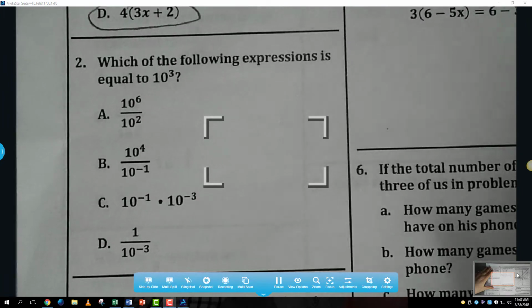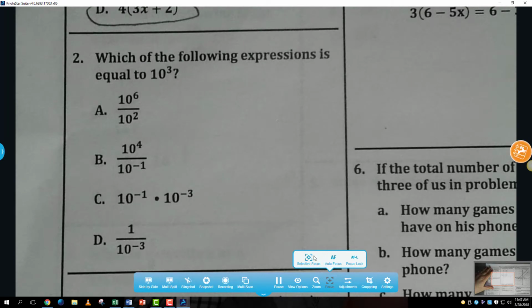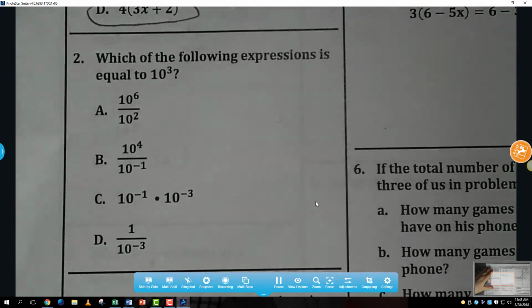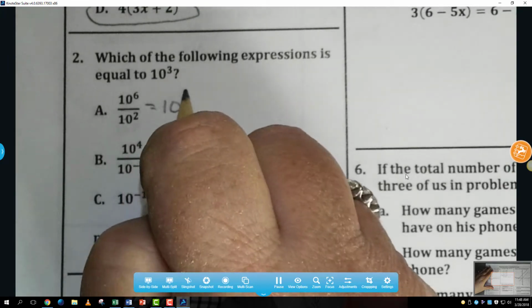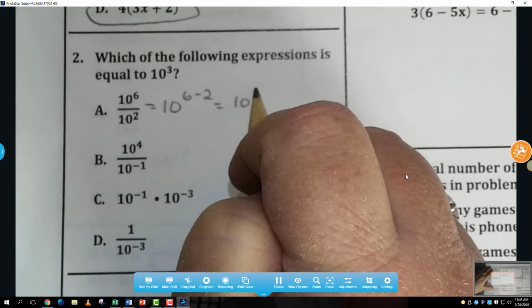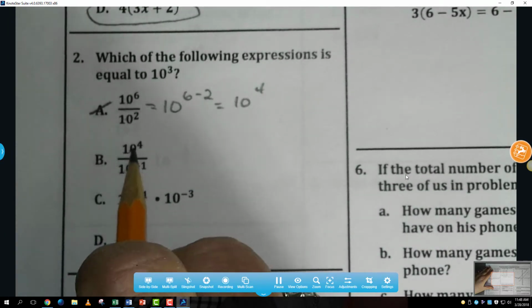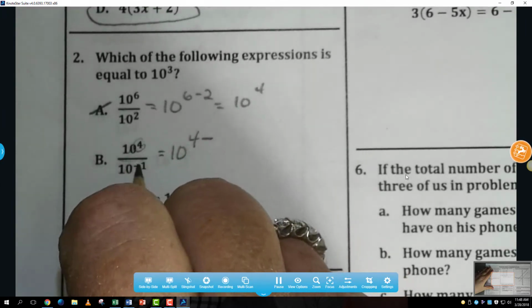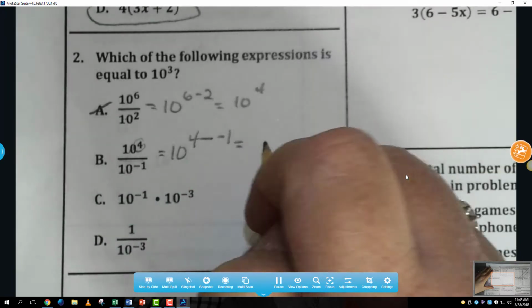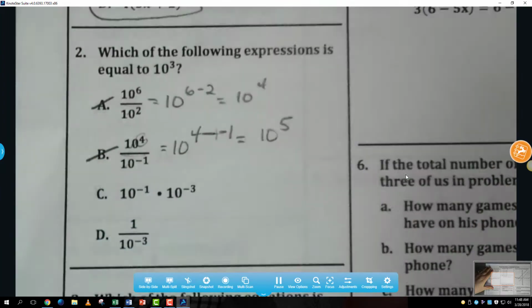Which of the following expressions is equivalent to or equal to 10 to the third power? Okay, this is something that we should know how to do now. These two have the same base and they're being divided, so I subtract the exponents. That's going to be 10 to the fourth, so it's not A. For B, same base, they're being divided, so subtract the exponents. It's always the top minus whatever the bottom is. When I subtract a negative, I'm really adding, so that's 10 to the fifth. That's not the same.